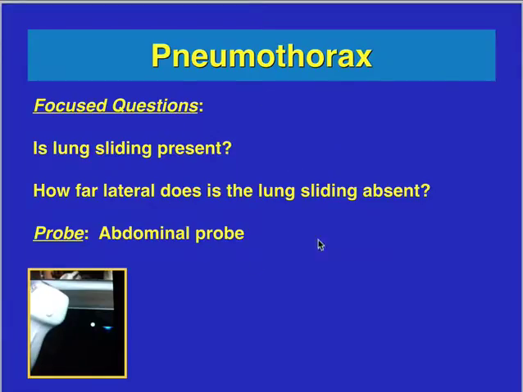So remember, when you're looking for pneumothorax, we have a couple of questions. Is the lung sliding present? And how far lateral is the lung sliding absent? Again, remember, lung sliding being absent does not mean pneumothorax. You can have other conditions such as pneumonia, main stem intubation, patient apnea, and a whole host of other reasons why the patient may have absence of lung sliding. But in the appropriate situation, primarily for me, mostly in the acute trauma patient, a pneumothorax eval could help you out determining whether you need a chest tube or not.